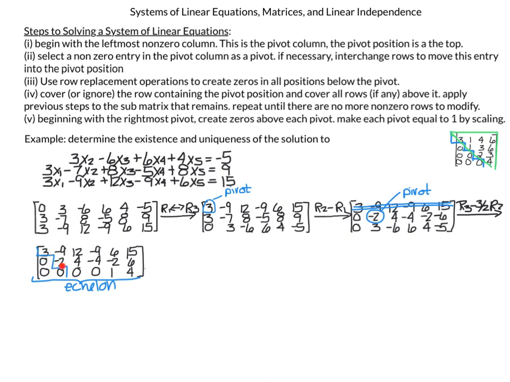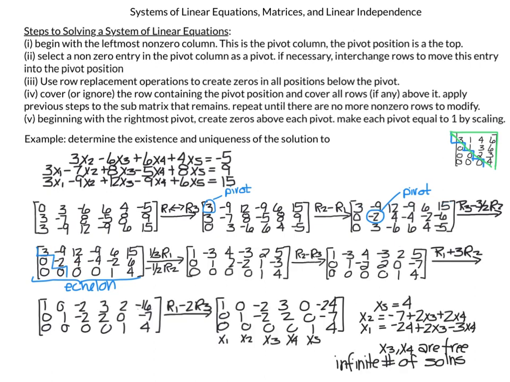And you'll notice now we're in echelon form. Now we come here, repeat until there are no more non-zero rows to modify. So we've modified all the rows now, and we're in echelon form, so we're ready to go to our next step. Beginning with the rightmost pivot, create zeros above each pivot.